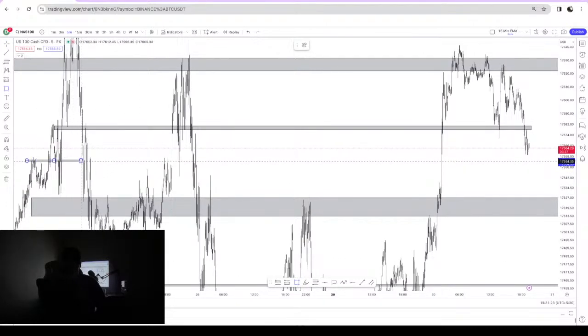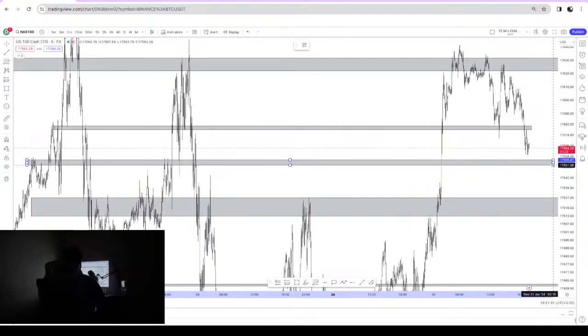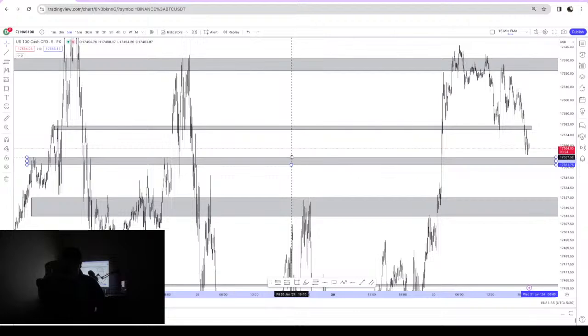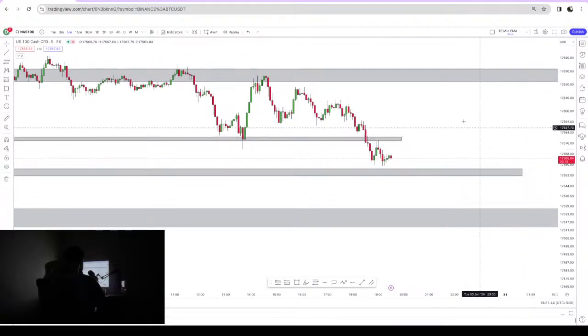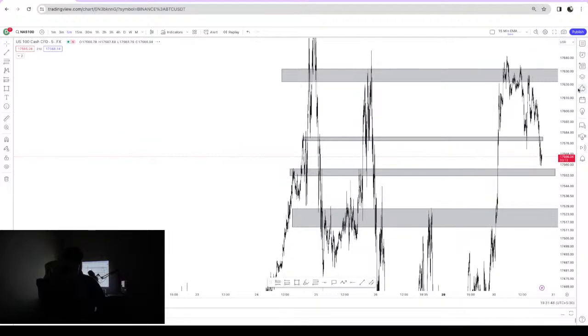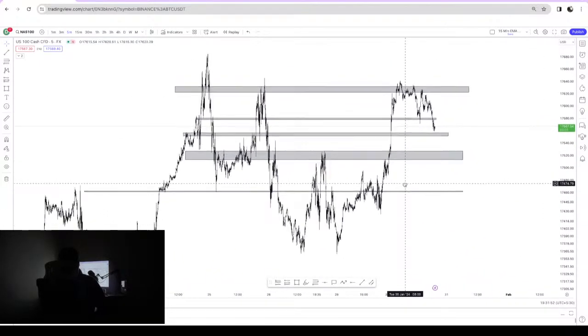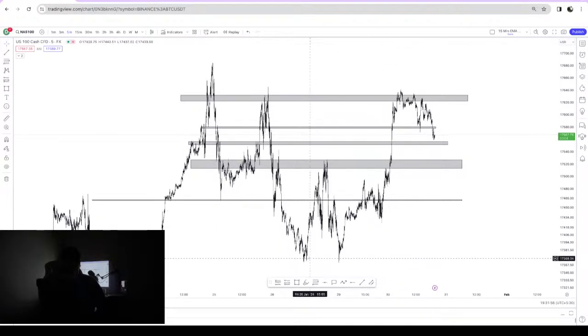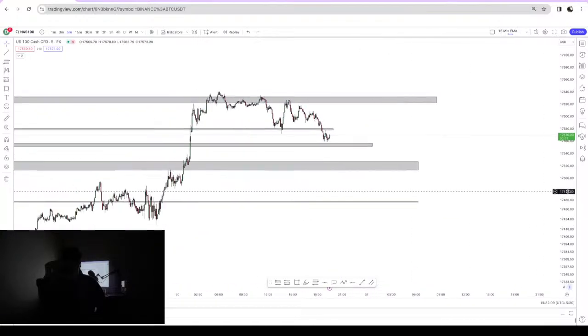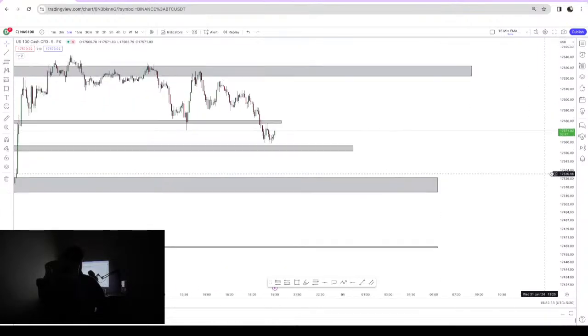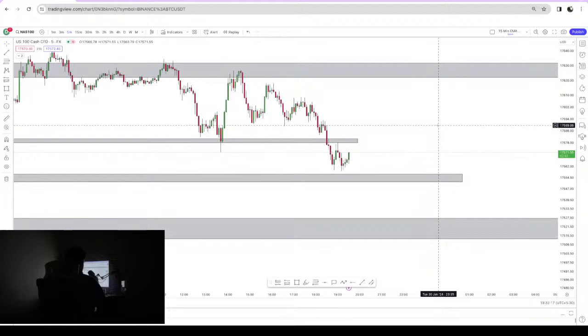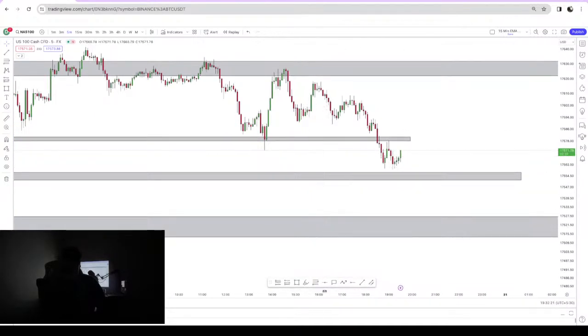So you can see this also as a minus zone. A good number of times the market has taken rejection from there. Alright, so we have the levels with us. So let's decide today's trade ideas.